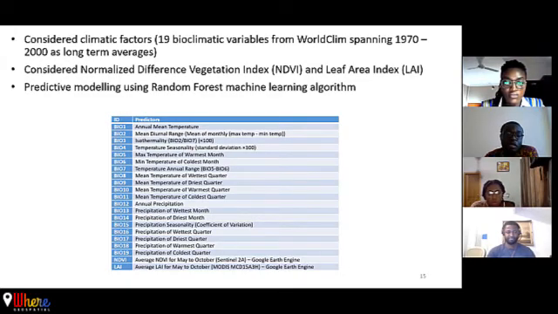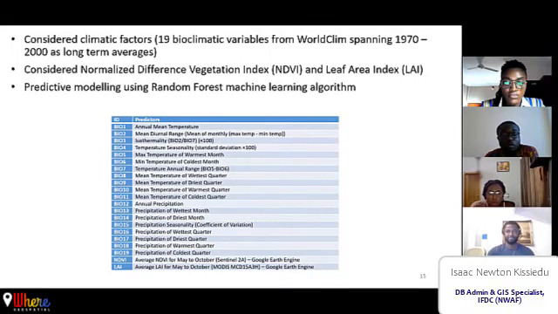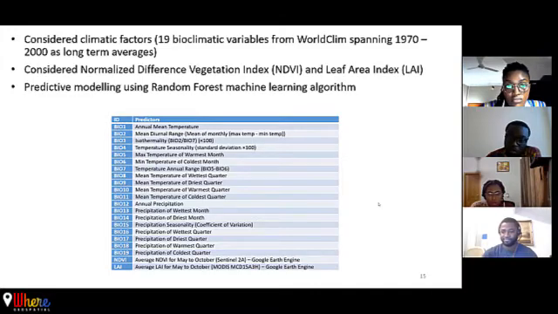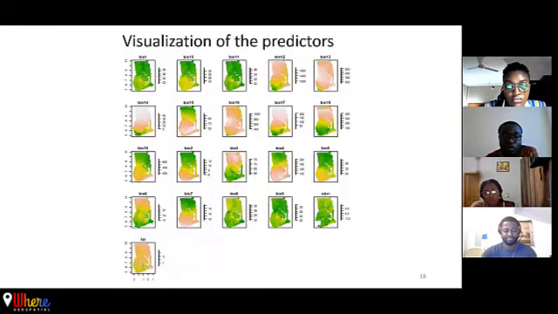And so the crop undergoes suboptimal physiological and phenological processes. And so what I did was that I combined these factors, as you can see in this table here. I combined them, and these are the descriptions to these parameters. I combined them in a machine learning algorithm, which is called random forest machine learning. And I'm going to walk you through how the random forest works. But here is basically the visualization of all the parameters.